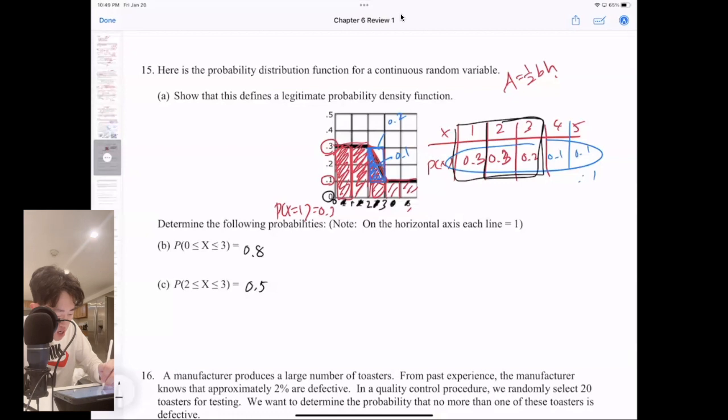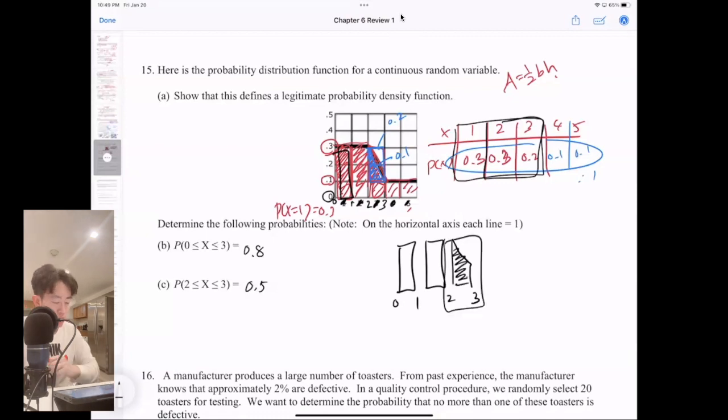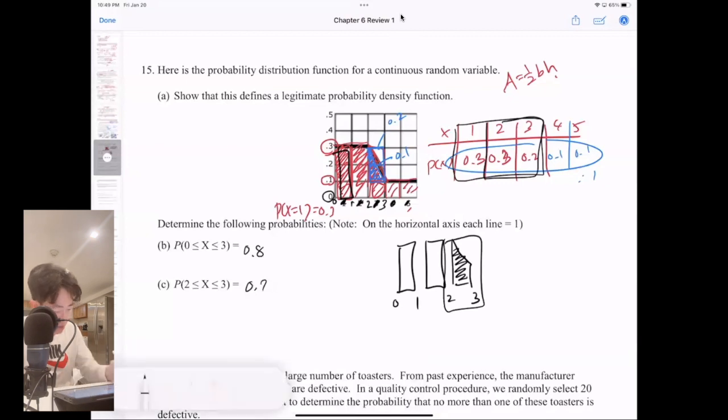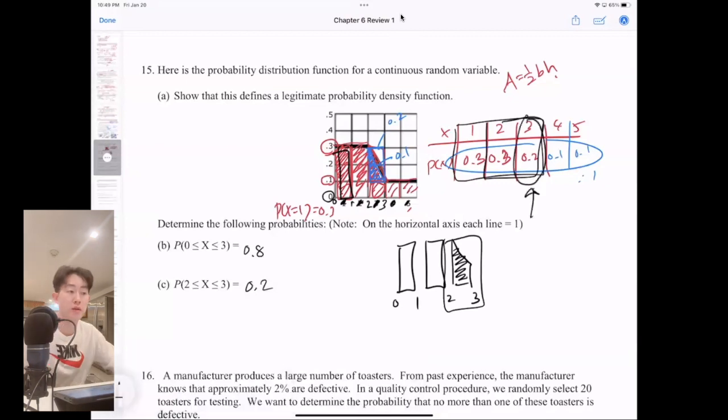So this entire first bar represents from 0 to 1. The second bar represents from 1 to 2. The third bar represents from 2 to 3. So that makes sense. So 2 to 3 right here, that's the probability of what they're talking about. So that should be 0.2 because it's just this only. Yes, the graph is a bit unclear.